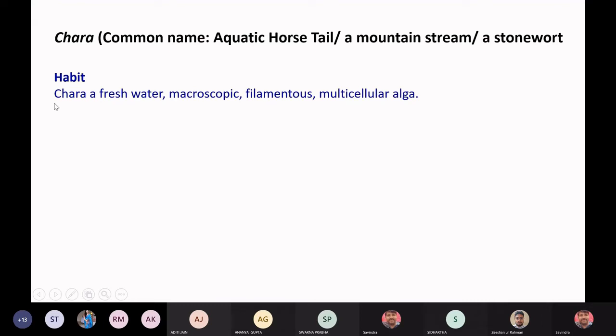अब बात करते हैं Chara की habit, as we already knew that it's a freshwater macroscopic. Macroscopic का मतलब visible with eyes, naked eyes. Yeah, we can see it with our naked eyes. Filamentous and multicellular.